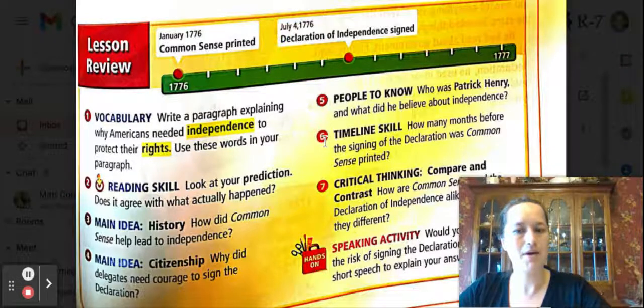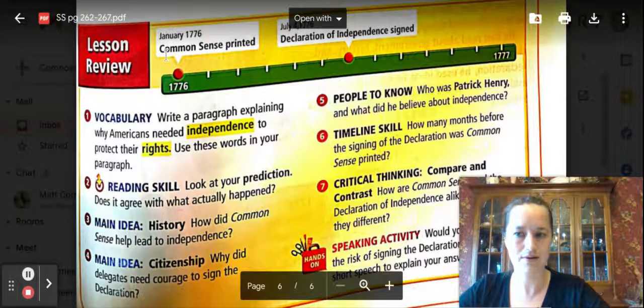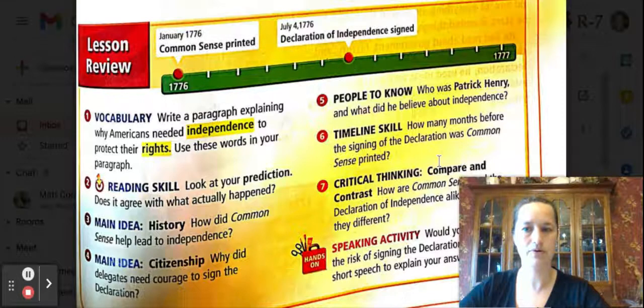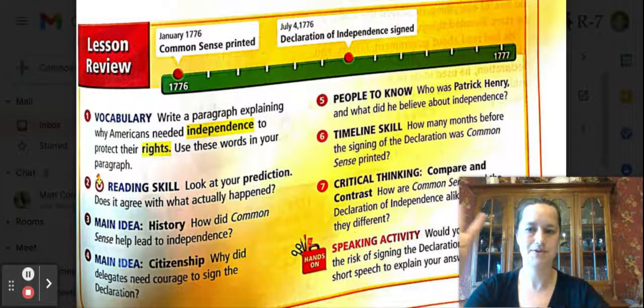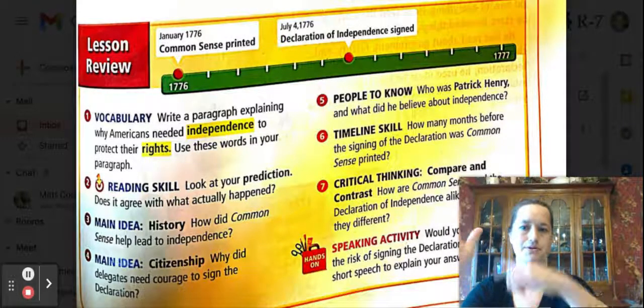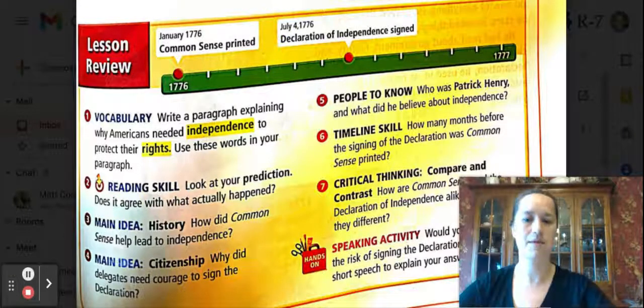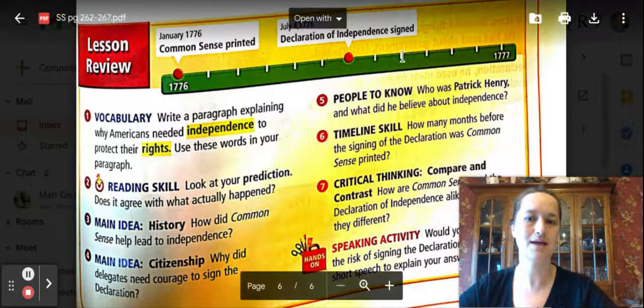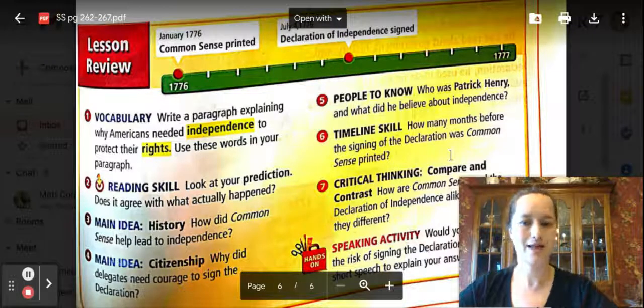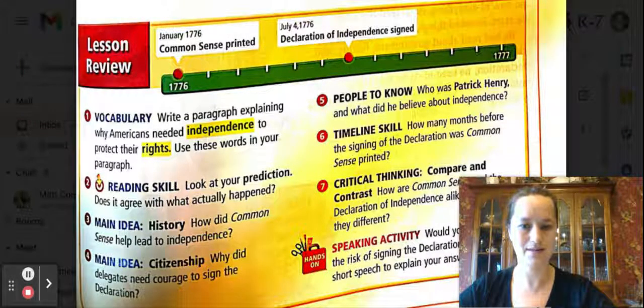How many months before the signing of the Declaration was Common Sense printed? Now here's Common Sense, that's in January, and the Declaration of Independence was signed in July, so January, February, March, April, May, June, July. It was just six months later, or half a year later, that Thomas Paine published Common Sense, and then the delegates of Congress signed the Declaration of Independence.